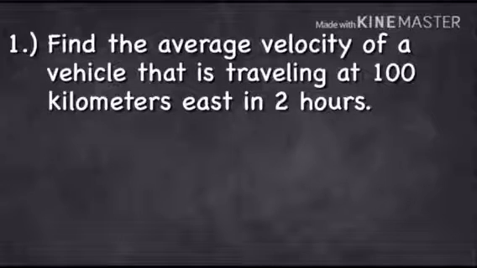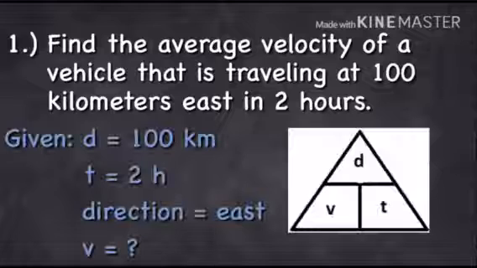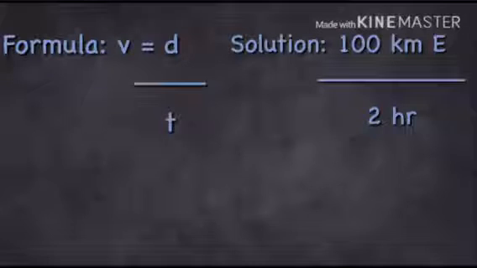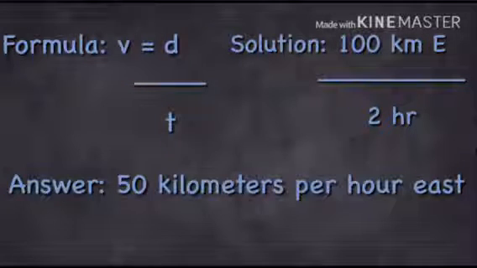Answer one question. Find the average velocity of a vehicle that is traveling at 100 kilometers east in 2 hours. So first, list down all the given factors. Don't forget to include direction. So the missing factor is the average velocity. Next, write the formula. You can refer to the formula triangle as shown a while ago. Then write the solution: 100 kilometers east divided by 2 hours. Then the answer will be 50 kilometers per hour east.